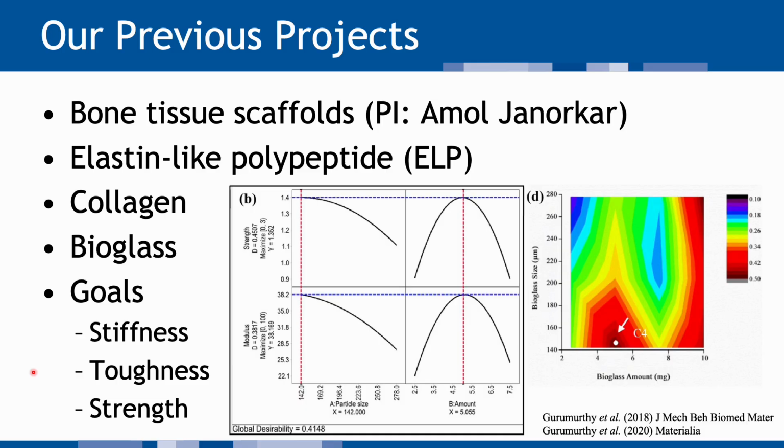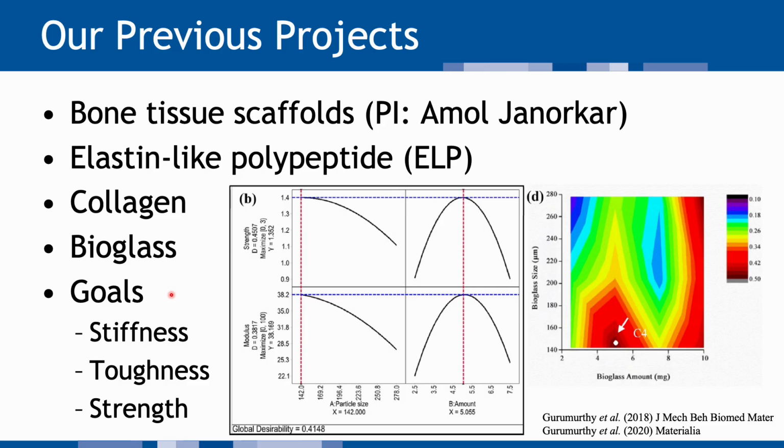The first of them was a bone tissue scaffold composed of an elastin-like polypeptide, or ELP, and collagen. And by varying the ratio of ELP to collagen, we were able to design the material to simultaneously have maximum stiffness, or Young's modulus of elasticity, maximum toughness, and maximum strength.